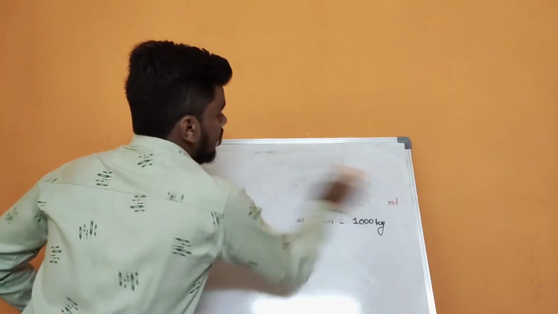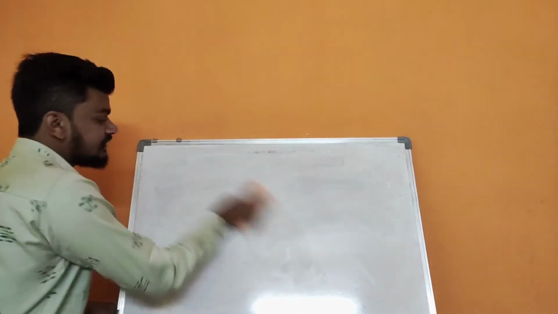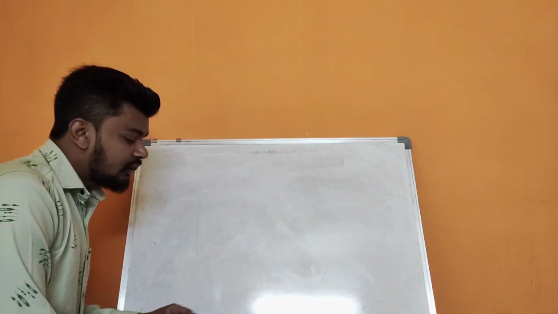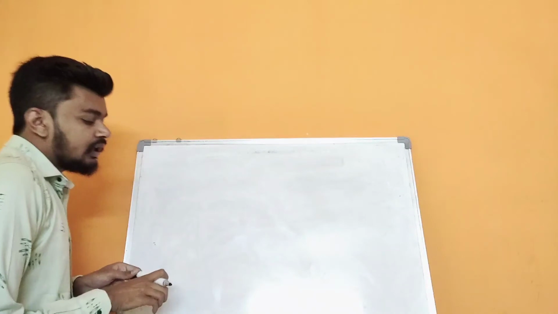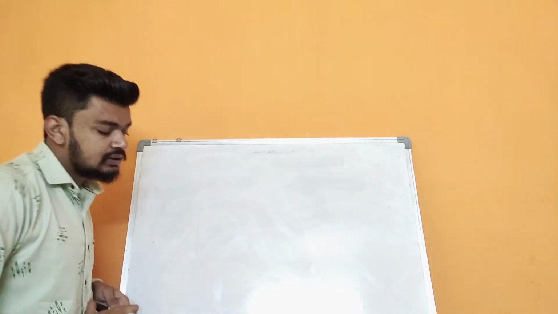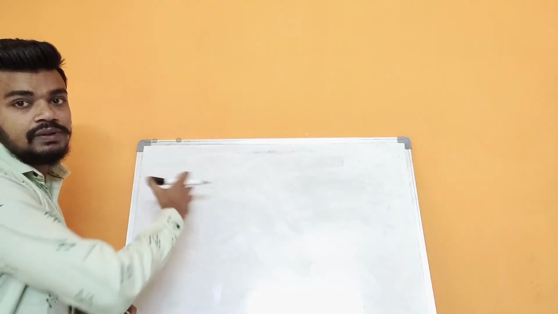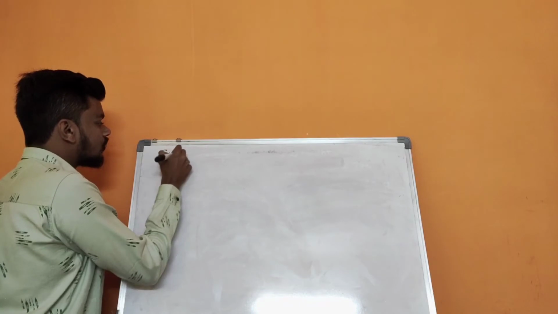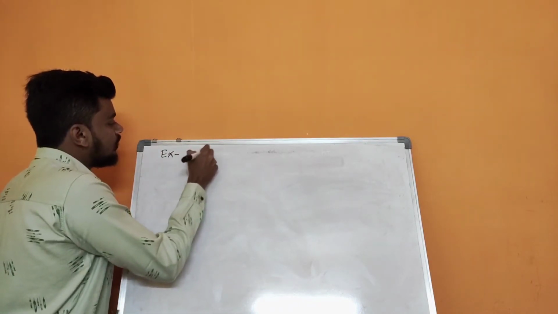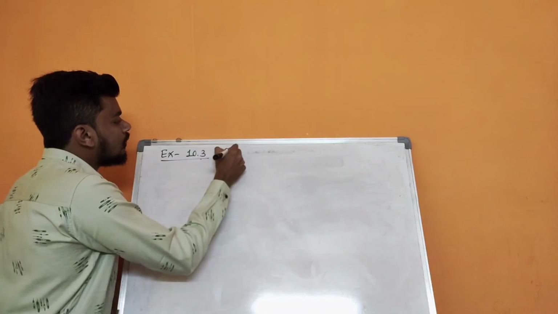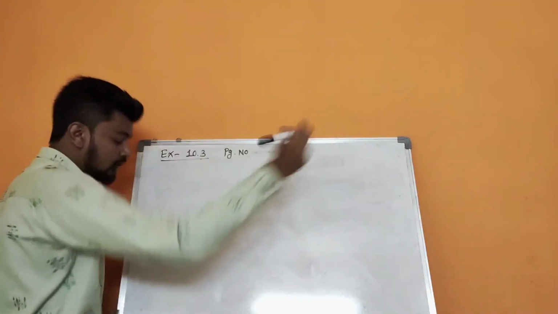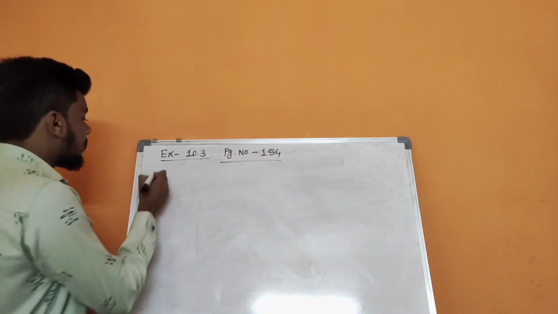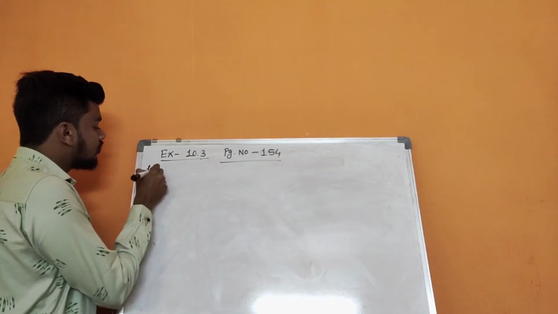Okay, next we have done with exercise 10.2. Now next, exercise 10.3. On that one, if you have seen, the questions are given like the relation between these kinds of units, right? Okay, exercise 10.3, page number 154.